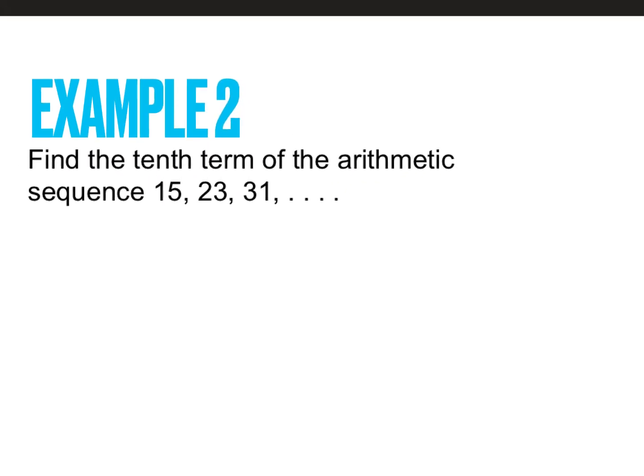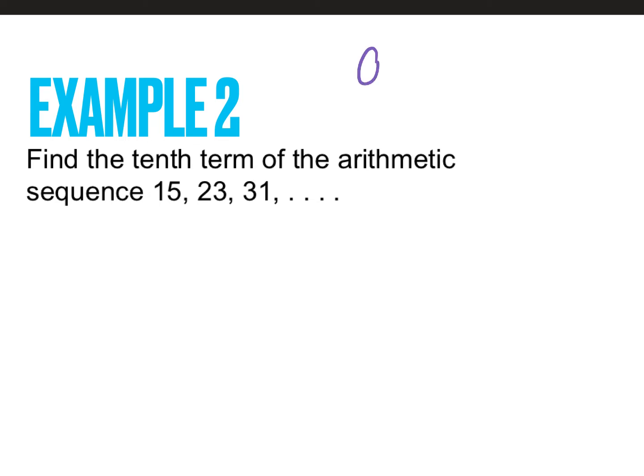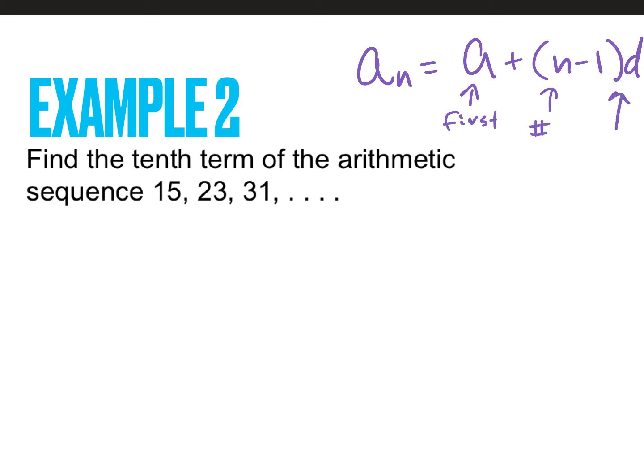So example 2. Again, we're doing the same thing. My formula is a sub n is equal to a plus n minus 1 times d. a is our first term, n is the number of the term that we're looking for, and d is the common difference.